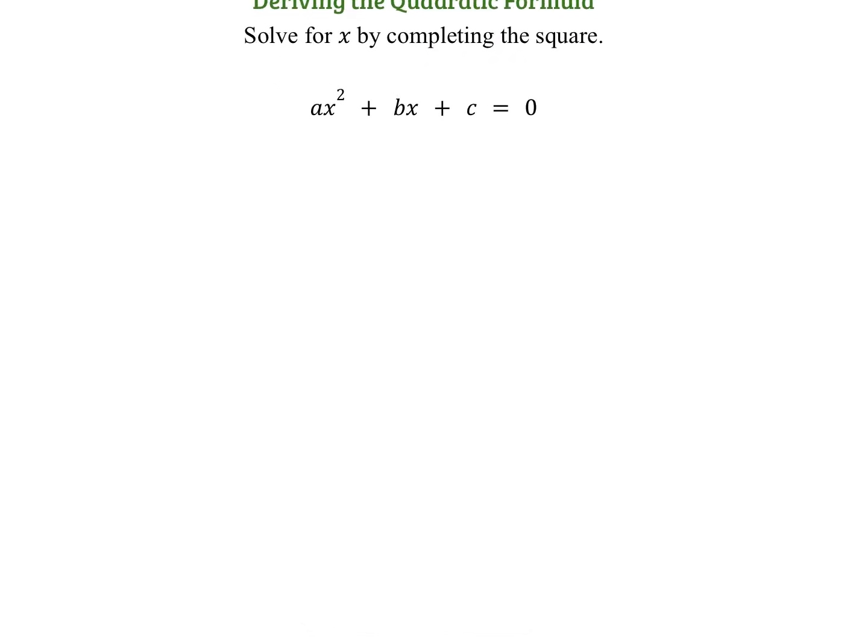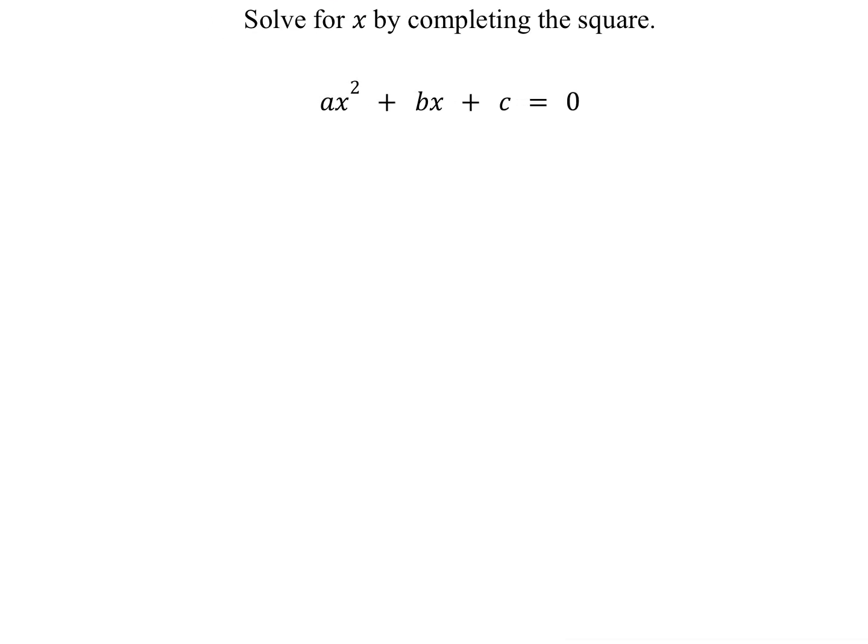So let's imagine I was starting this problem and I want to solve for x. We know the first thing we need to do is get that constant to the other side. So I'm going to subtract c from both sides. Now we know that this a value needs to be 1. So I'm going to divide both sides by a, everything on both sides, to make my a value 1. So we have x squared plus b over a x equals negative c over a.